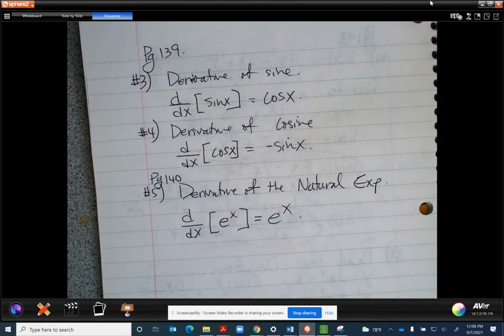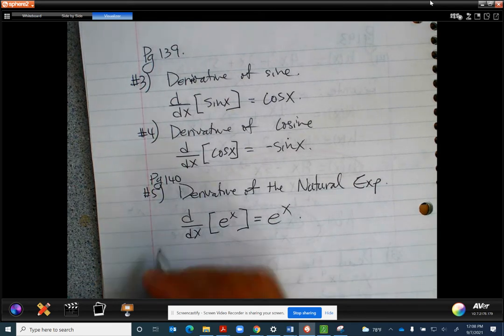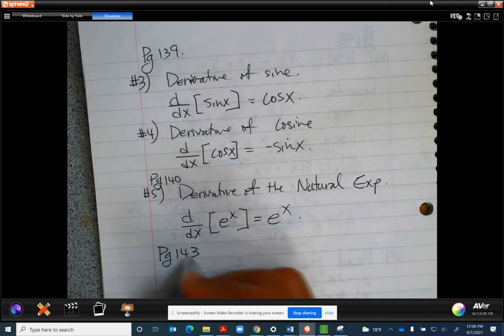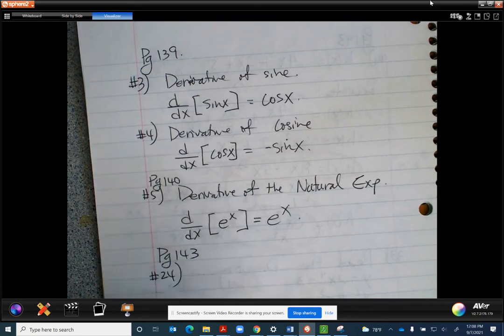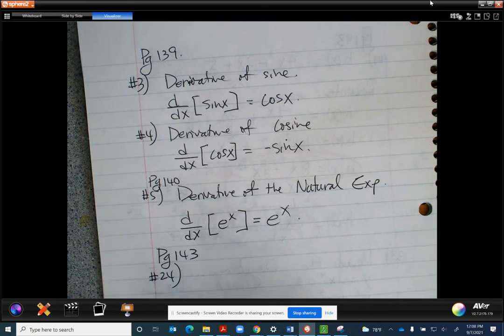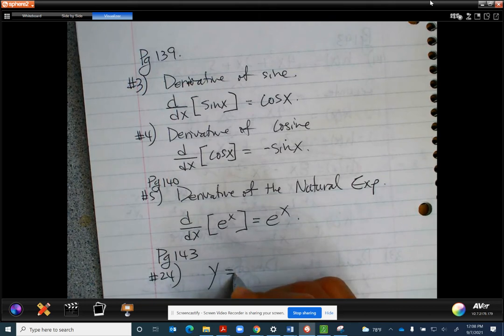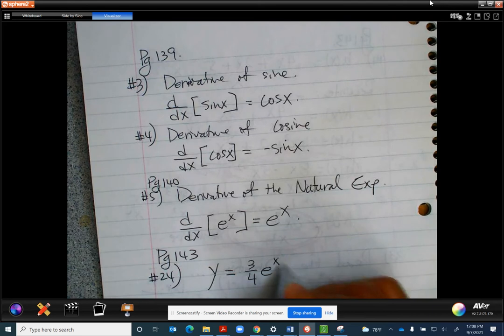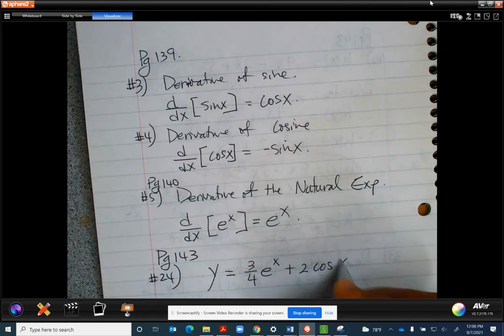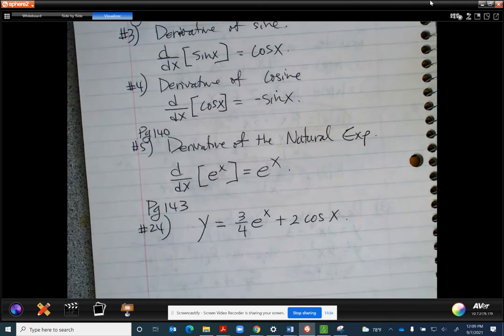So we have 5 formulas that we need to use. Let's see if we can find an example from your homework page where they use all of them. Okay? Alright, so let's turn it over to page 143, number 24. Y is equal to 3 over 4 e to the x plus 2 cosine x. I'll give you time to copy it.